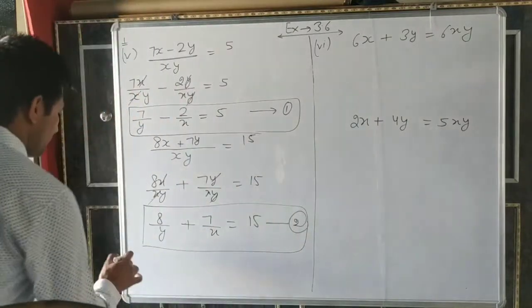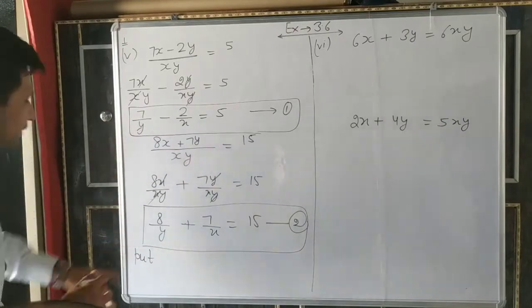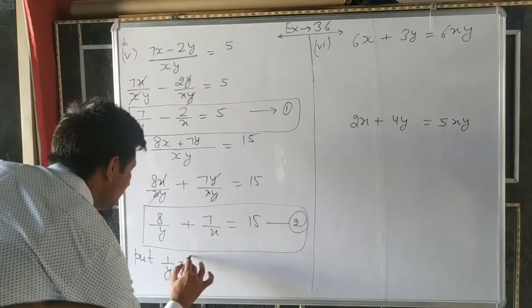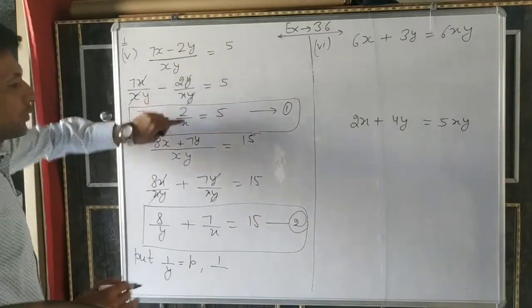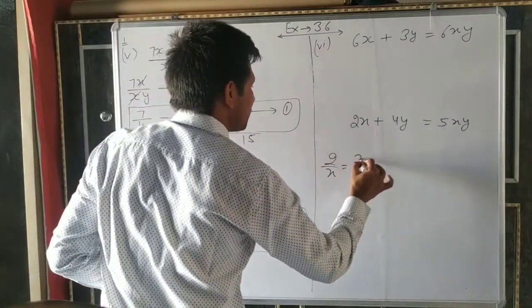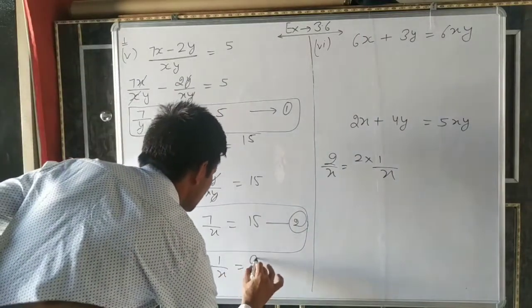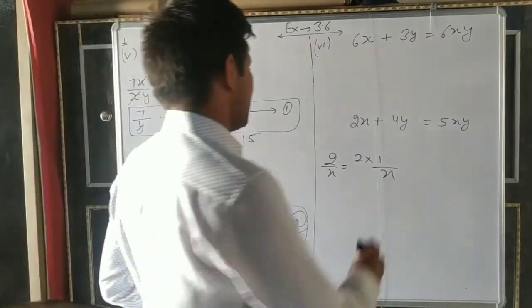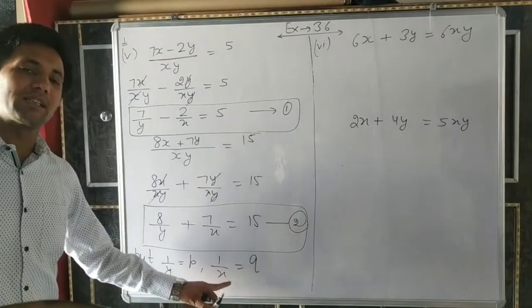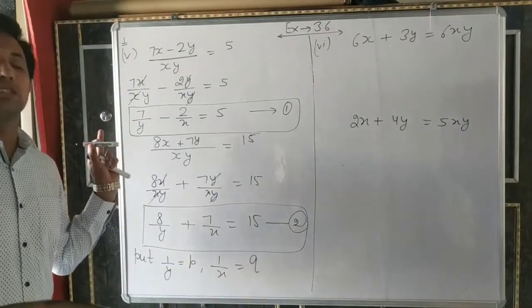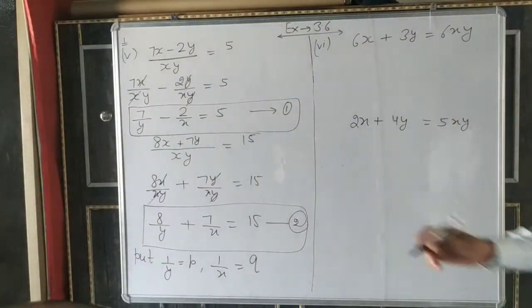So what will we write? Put 1 by y equal to p, and 1 by x equal to q, because 2 by x means 2 into 1 divided by x. So put 1 by x equal to q. Understand? Now you can solve these. Now it is like the first, second or third part. You have to do it yourself. Understand? Now look at the sixth part. So please do the fifth part yourself.